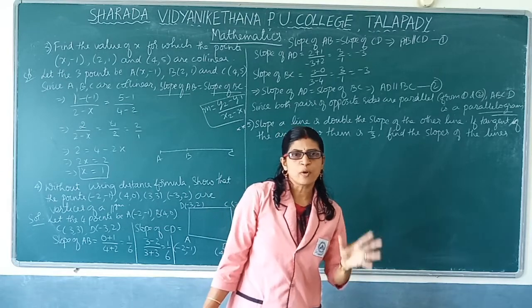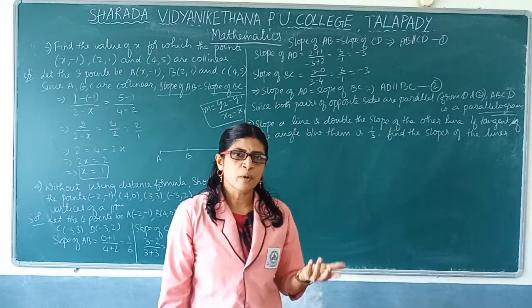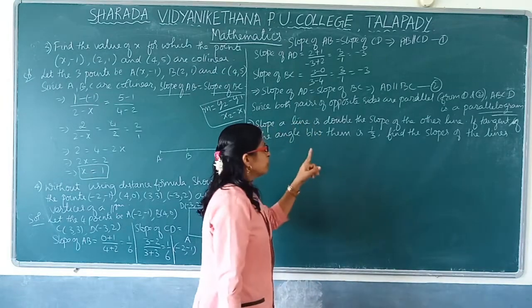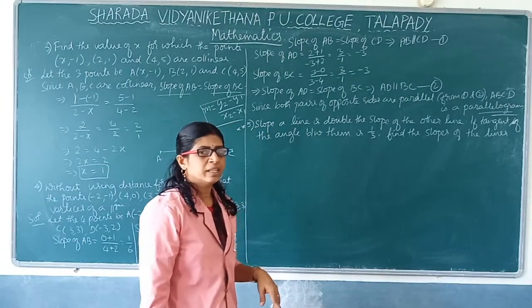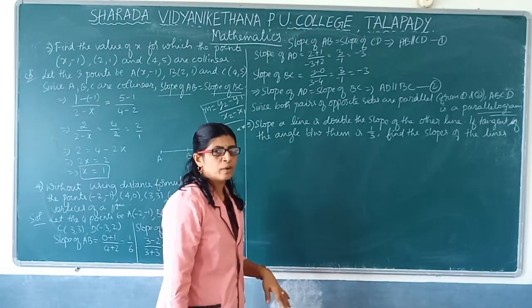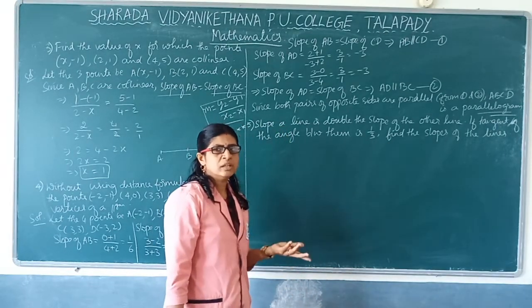Slope of a line is double the slope of the other line. Means what? If the slope of one line is taken as m, the slope of the other line is 2m. If the tangent of the angle between them is 1 by 3, means tan theta is given, tan theta is 1 by 3. Find the slopes of the lines. You have to find the value of m and hence 2m.